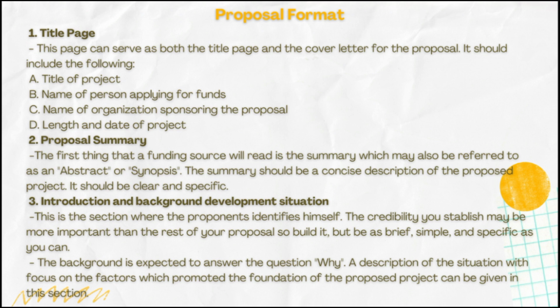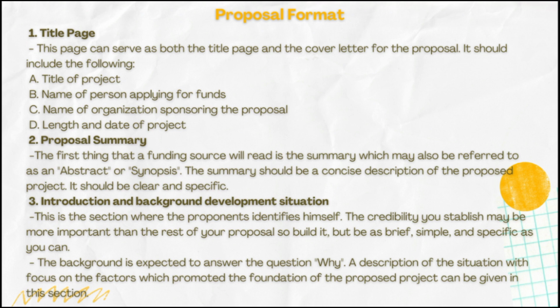When writing a proposal, we must start at the title page. This page can serve as both the title page and the cover letter of the proposal. It should include the following. First is the title of the project, followed by the name of the person applying for funds. Next is the name of the organization sponsoring the proposal. And last is the length and date of the project.